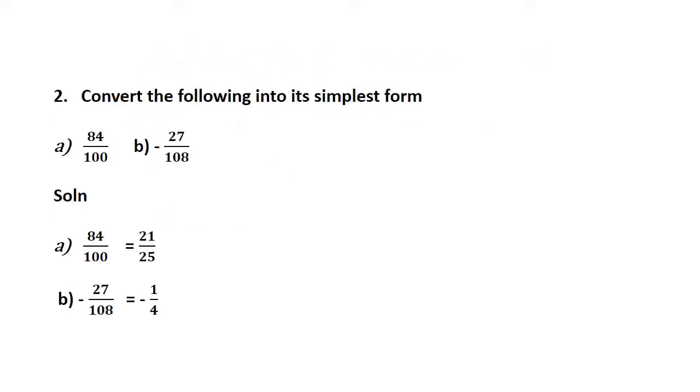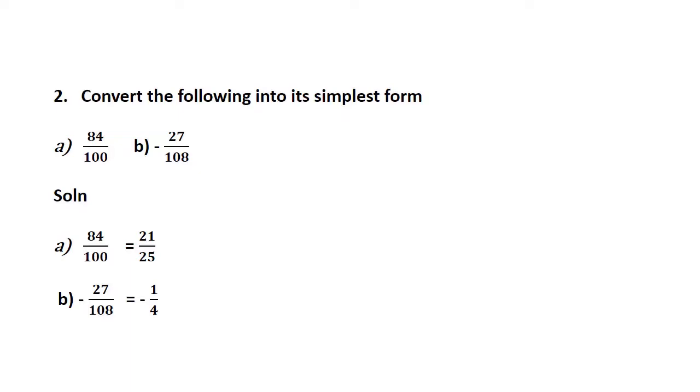Second question, convert the following into its simplest form. The first one, 84 by 100. When you divide the numerator and denominator by 4, you get the answer as 21 by 25. Further, we cannot simplify this one. So, this is the simplest form of rational number.